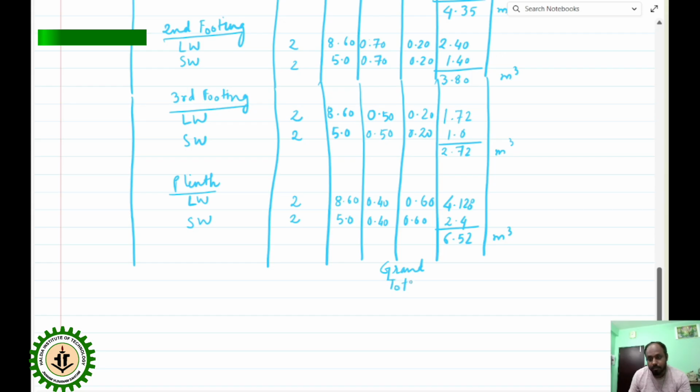Now, grand total. Plus this item, length, then third footing 2.72 plus second footing 3.80 plus first footing 4.35. All total we will get as 17.39 cubic meter.